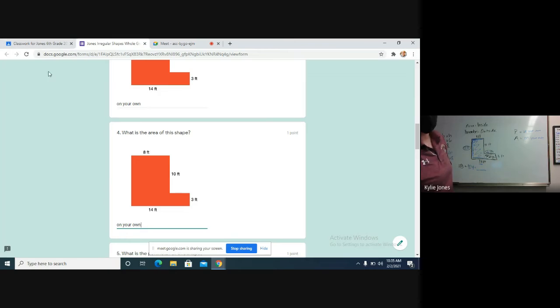So number 4, you should have your own answer in there. Hopefully it is the right answer when you added these together.